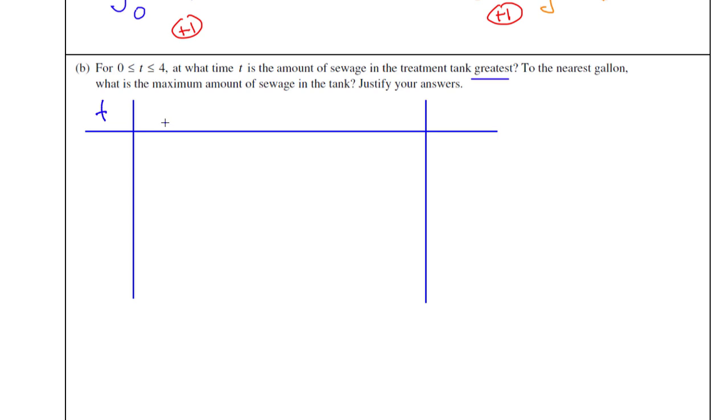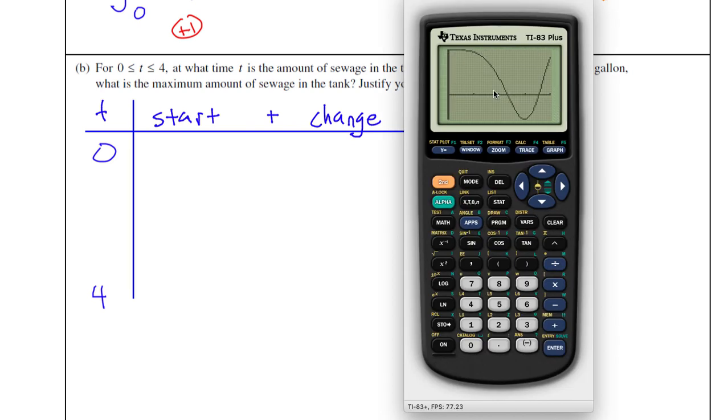My t values, my start plus change is equal to my end. All right, what t values should we always check? The start and the end, 0 and 4. And then the next thing, where do you cross the t-axis? And for that, that's why I preemptively made my graph. Well, it looks like this is 1, 2, about 2.2 and about 3.5.